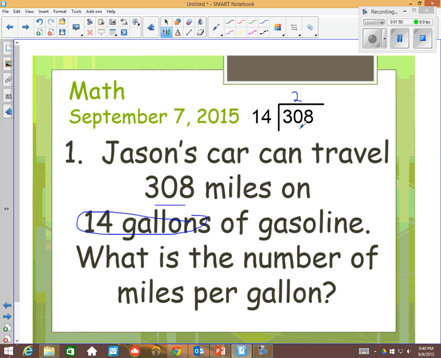2 times 4 is 8. 2 times 1 is 2. So now we have to subtract, and you have 2. Bring down your 8. Now 14 will go into 28 2 times, and of course 2 times 14 is the same 28. No remainder. So the answer is 22 miles per gallon.